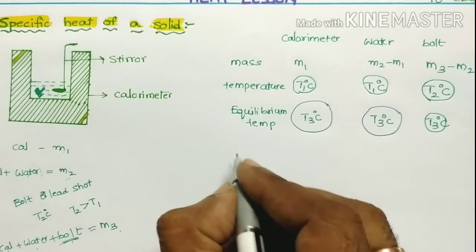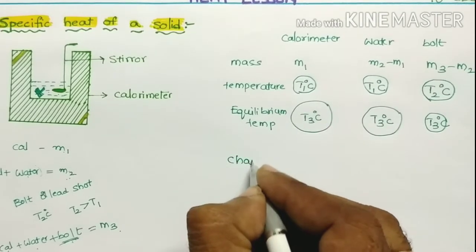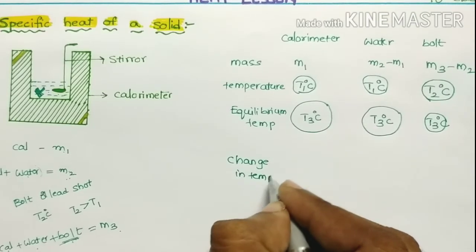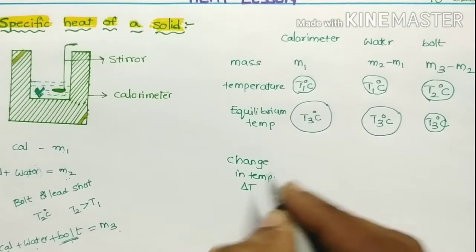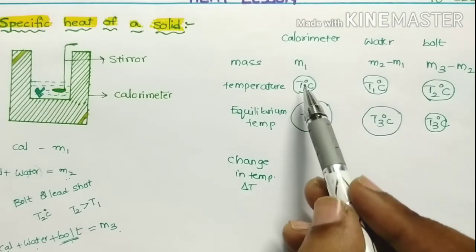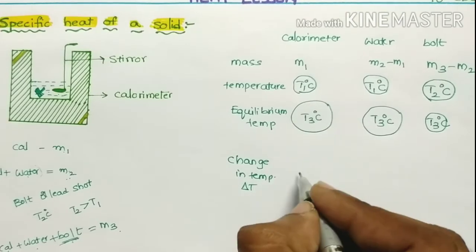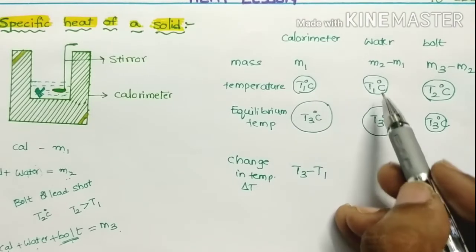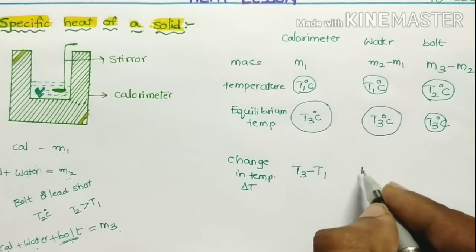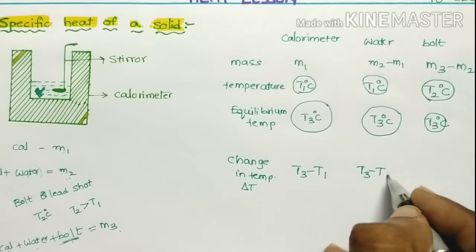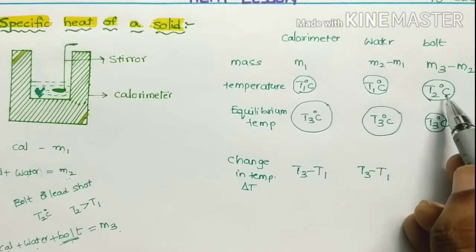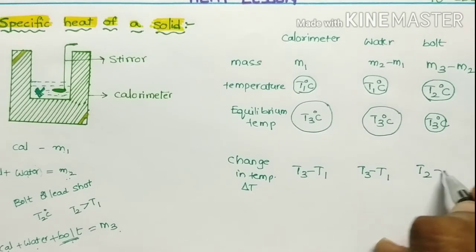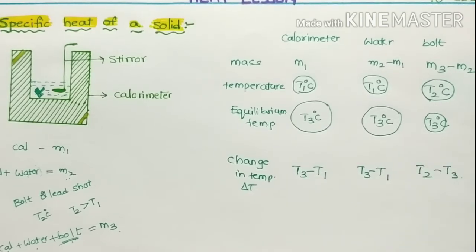So the change in temperature, that is delta T: as T3 is more when compared to T1, the change in temperature is T3 minus T1. And T2 is more when compared to T3, so here the change in temperature is T2 minus T3.